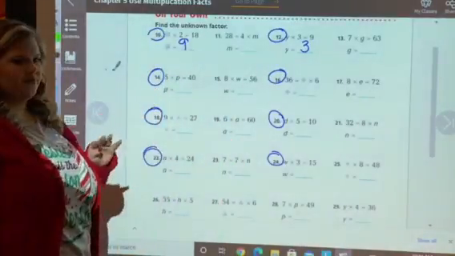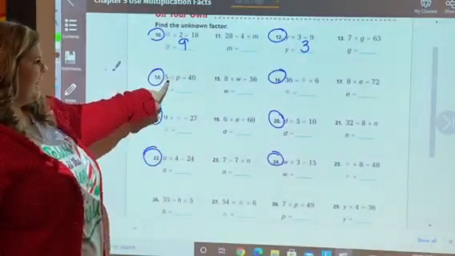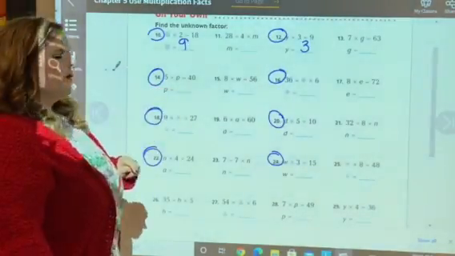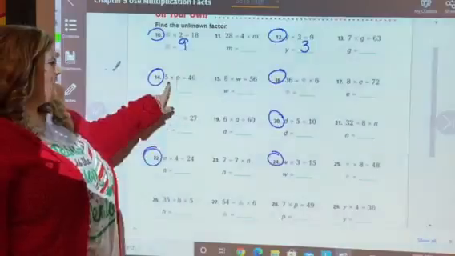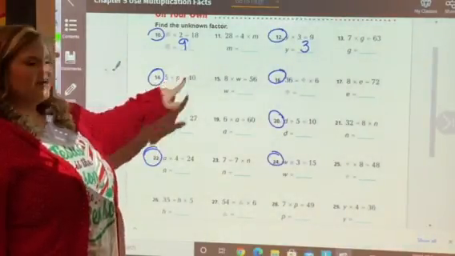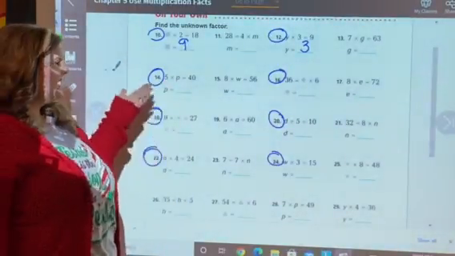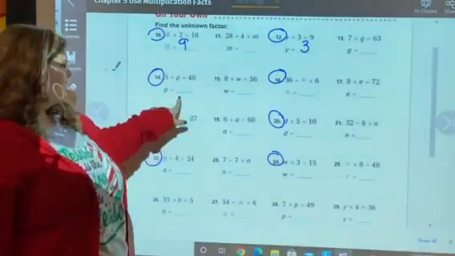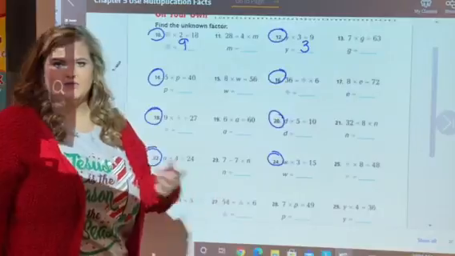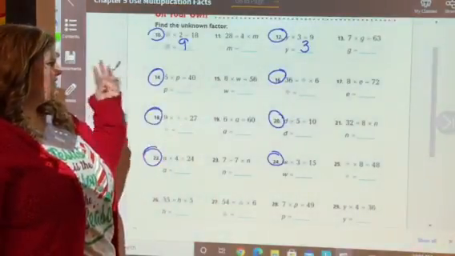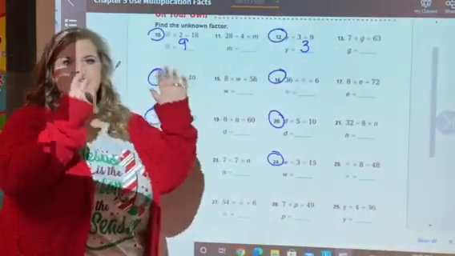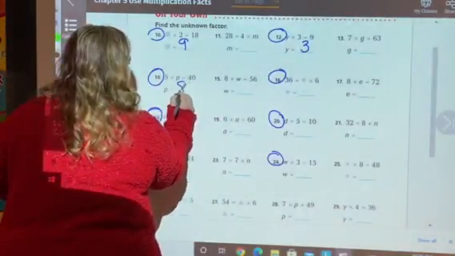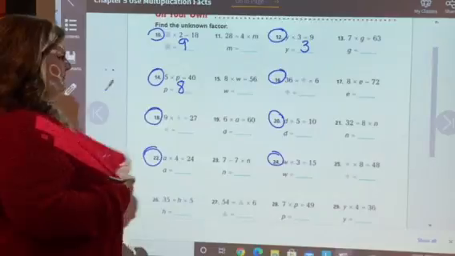Let's move down to number 14. 14 says 5 times p equals 40, okay? So what are we going to skip count by? We're going to skip count by our 5's. Now, if you already know in your head 5 times something equals 40, and you can tell me what that number is, then you can write it in really quickly. If not, then you have to skip count. 5, 10, 15, 20, 25, 30, 35, 40. I had to count it 8 times to get to 40, okay?